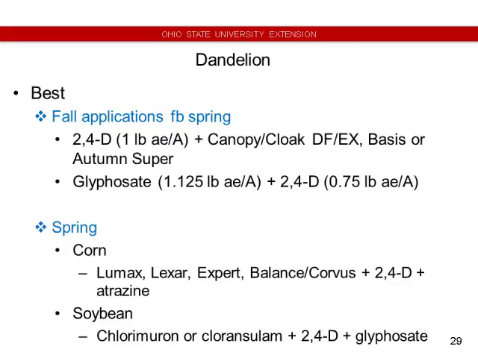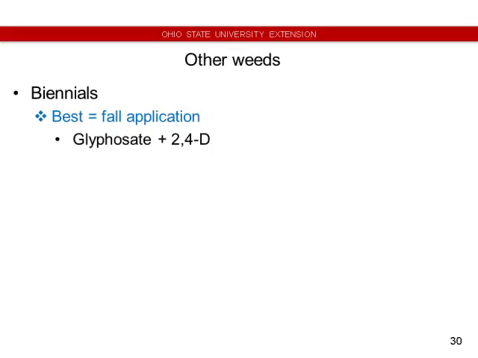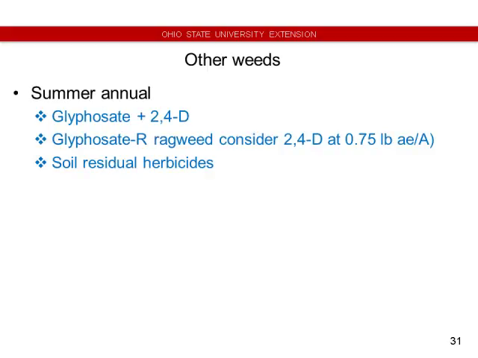Other weeds, biennials, you need to get them in the fall, with a 2,4-D glyphosate combination. And summer annuals, like giant ragweed, you're going to have to make sure that you have the appropriate program to get things burned down to start with. And again, a glyphosate 2,4-D combination is probably one of the better things, but we do have to worry about giant ragweed and common ragweed that's resistant to glyphosate, and we're relying on the 2,4-D to get those weeds controlled. And then we need to add soil-applied herbicides to get us through.